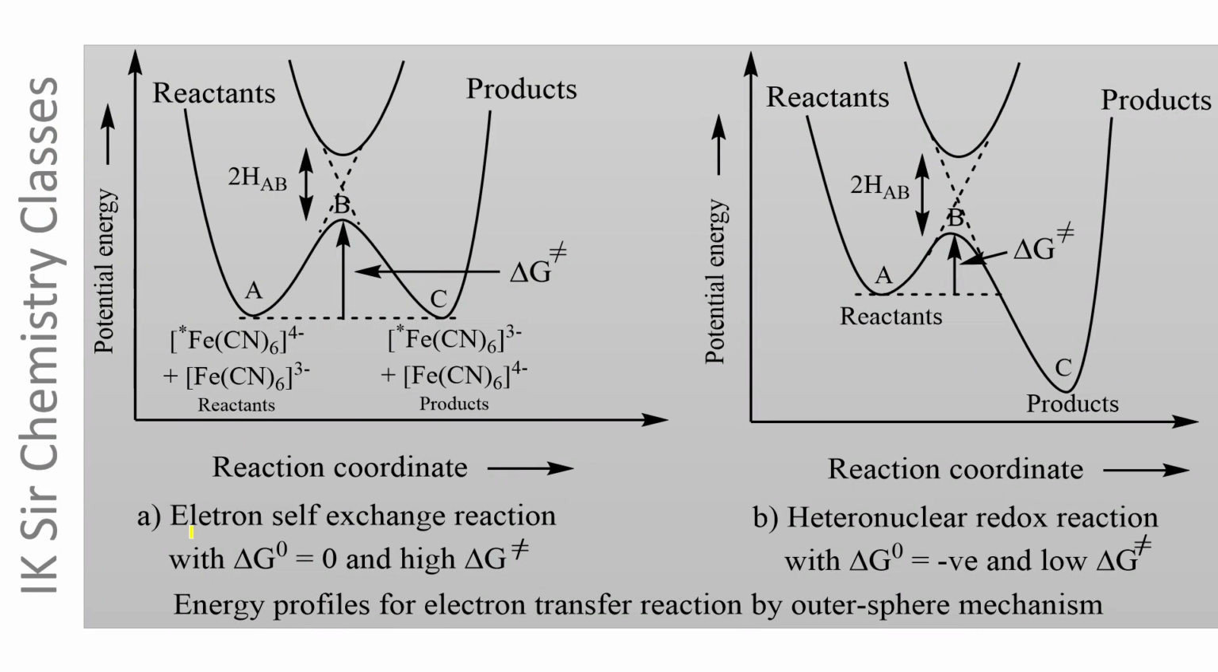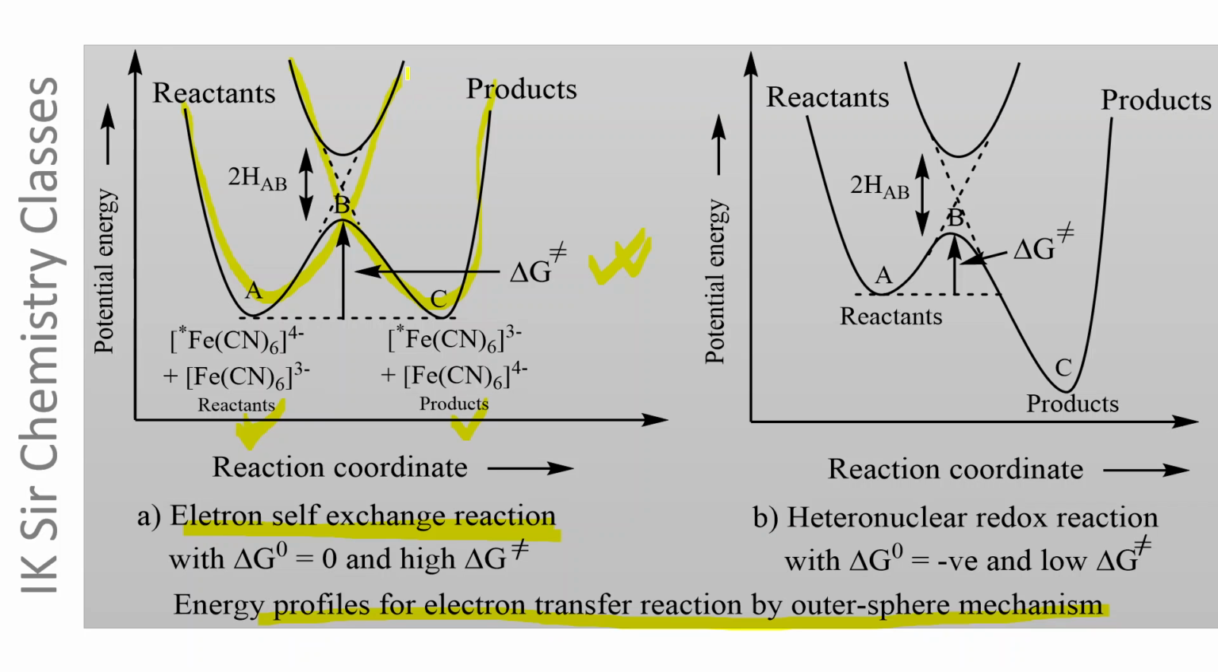This figure is for electron self-exchange reaction in which the reactants and the products are identical. These are energy profiles for electron transfer reaction by outer sphere mechanism. Potential energy has been taken on the y-axis while reaction coordinate has been taken on the x-axis. This is the potential energy diagram for the reactants, and this is the potential energy diagram for the products. It is the transition state and it is the Gibbs energy of activation of the reaction.